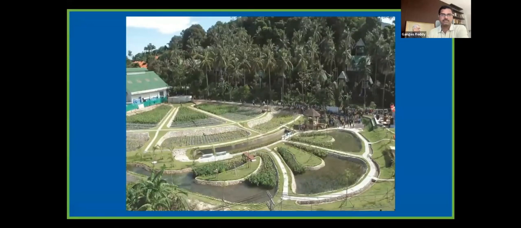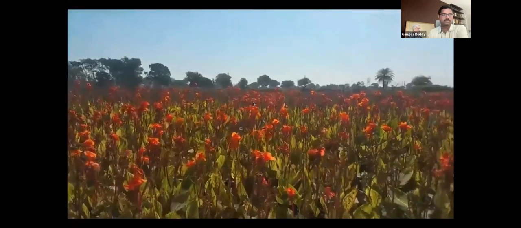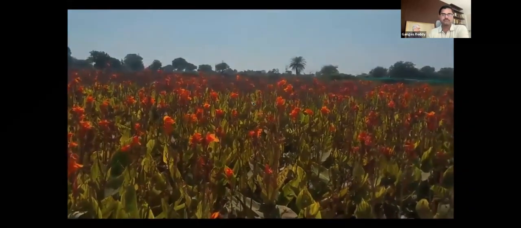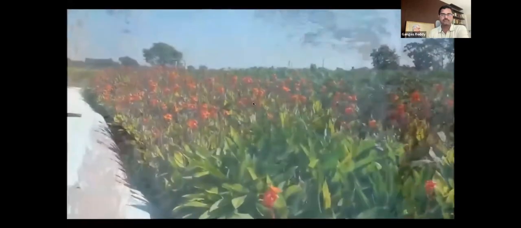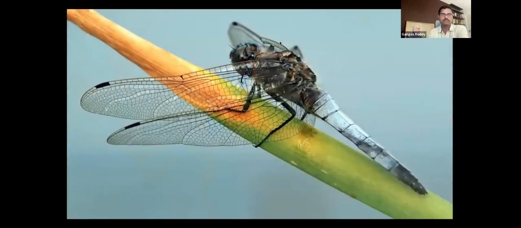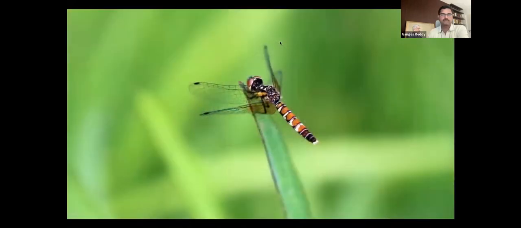So a lot more can be spoken about this, but in want of time, I would conclude that this is the most natural way of treatment and this is sustainable, economical. It brings a lot of biodiversity and ecological balance together while treating the water, which is the primary cause.